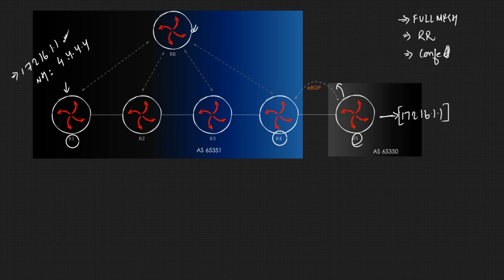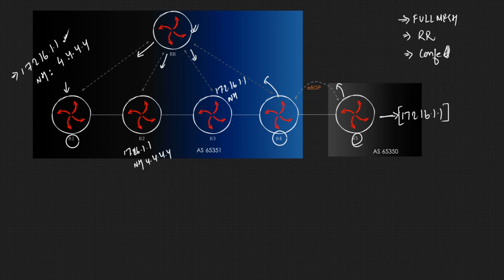Or if we have a route reflector, for example, this router will advertise the route to the route reflector, which will reflect the route to each and every device. As a result, the route 172.16.1.1 with next hop 4.4.4.4 will be here, as well as here, and here as well, because we already received that from eBGP. And then what will be the next hop? For every router, whatever the route reflector is reflecting, it will not change the next hop by default.